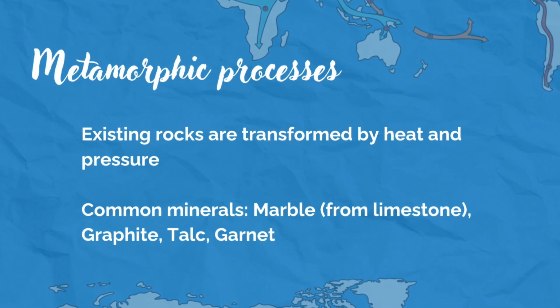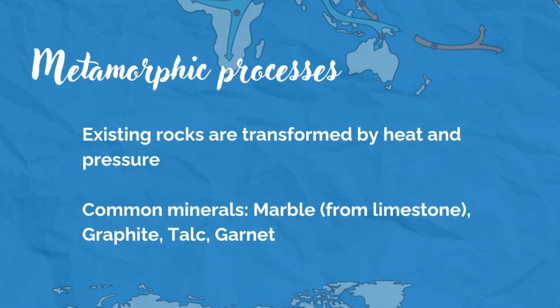When rocks are buried deep underground, they are subjected to intense heat and pressure. This causes them to change in texture and composition, forming metamorphic rocks. Valuable minerals like graphite, talc, and garnet can form this way.